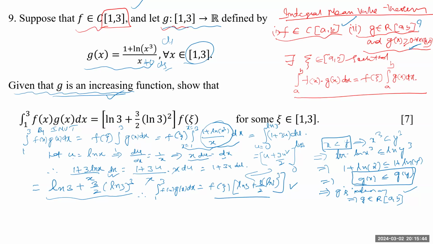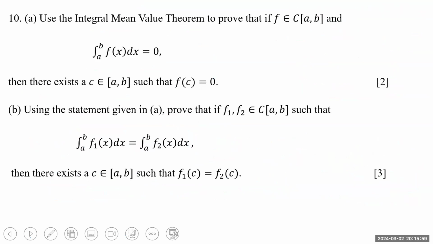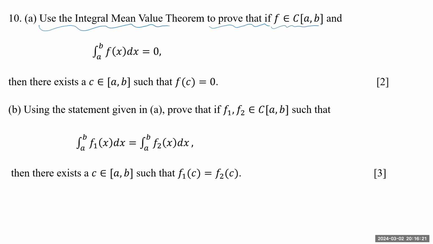The next one is the assignment problem, right? If people have already submitted, right? So what is this one? Again, this is an application of the integral mean value theorem. Use the integral mean value theorem to prove that if f is a continuous function and the integral from a to b of f of x dx is equal to 0, then there exists a c in the closed interval a, b such that f of c is equal to 0.